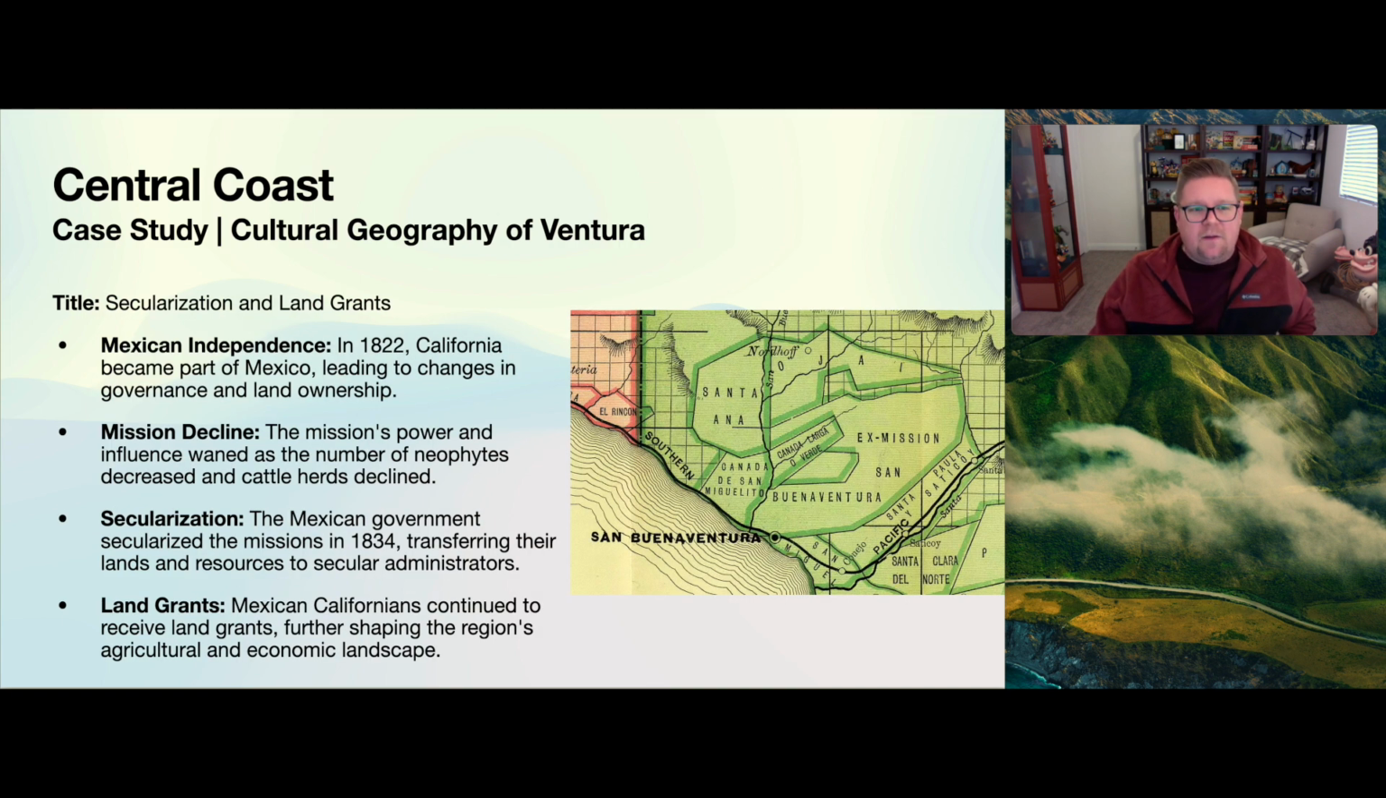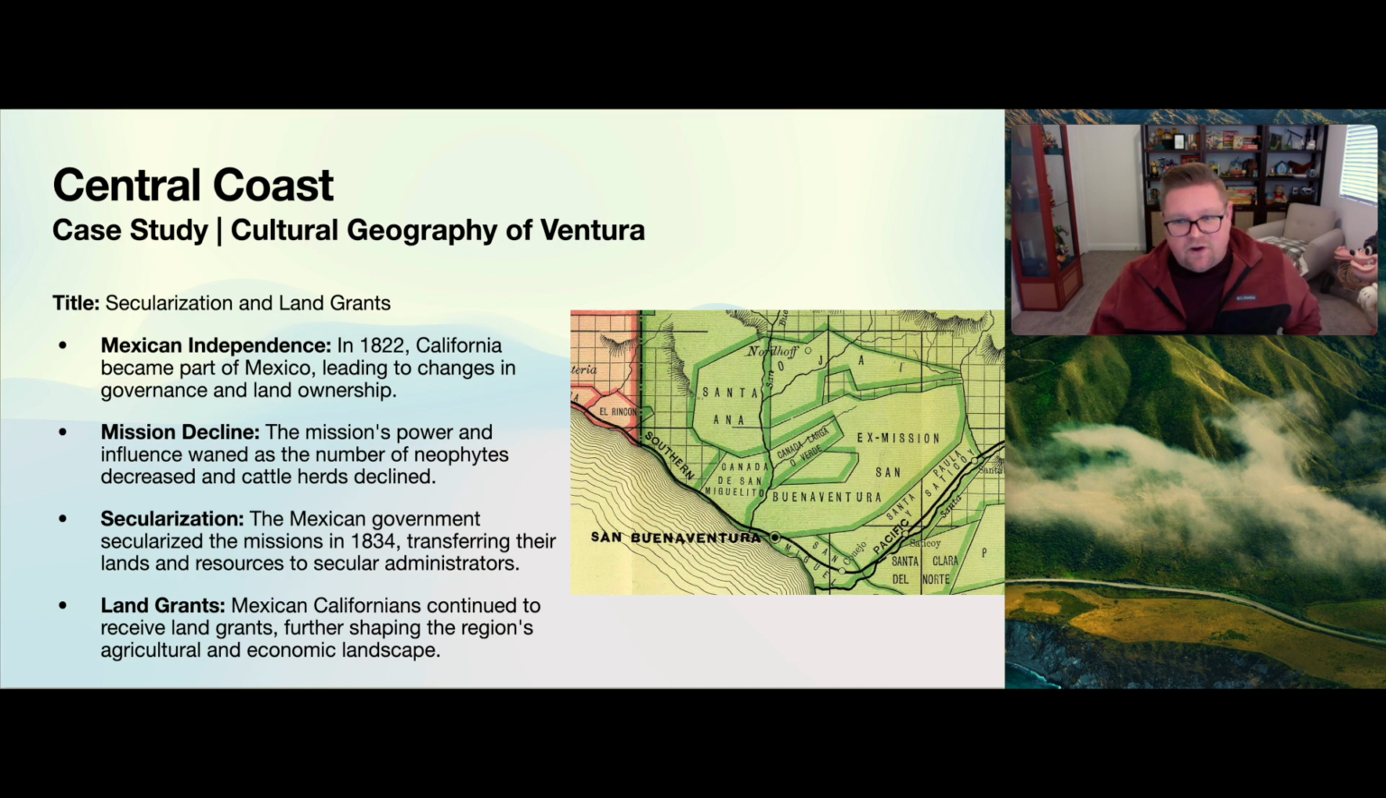Moving forward, looking later during the land grant era, Mexican independence occurred in 1822. California became part of Mexico, leading to changes in governance and land ownership. The missions began to decline. Secularization occurred. The Mexican government secularized the missions in 1834, transferring their land and resources to secular administrators, and then the land grants began breaking apart into bigger conglomerates. Mexican Californians continued to receive land grants, further shaping the region's agriculture and economic landscape.